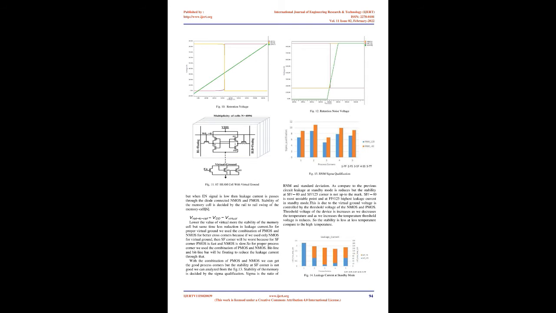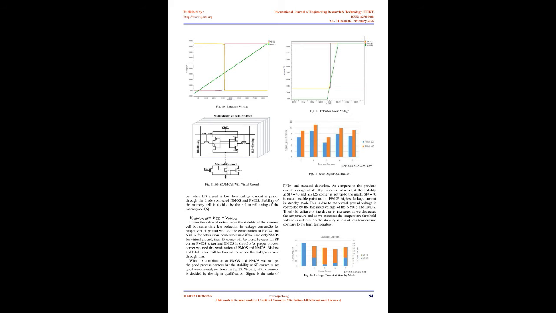SF/40 is the most unstable point, and at FF/125 there is the highest leakage current in standby mode. This is because the virtual ground voltage is controlled by the threshold voltage of the NMOS and PMOS. The threshold voltage of the device increases as we decrease the temperature, and as we increase the temperature the threshold voltage reduces. So the stability is lower at low temperature compared to high temperature.